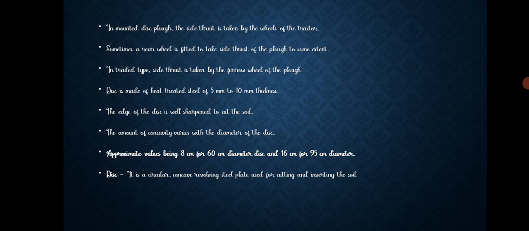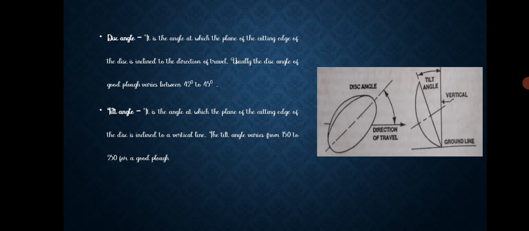Disc is a circular concave revolving steel plate used for cutting and inverting the soil. Disc angle. It is the angle at which the plane of the cutting edge of the disc is inclined to the direction of travel. Usually, the disc angle of a good plough varies between 42 degrees to 45 degrees.